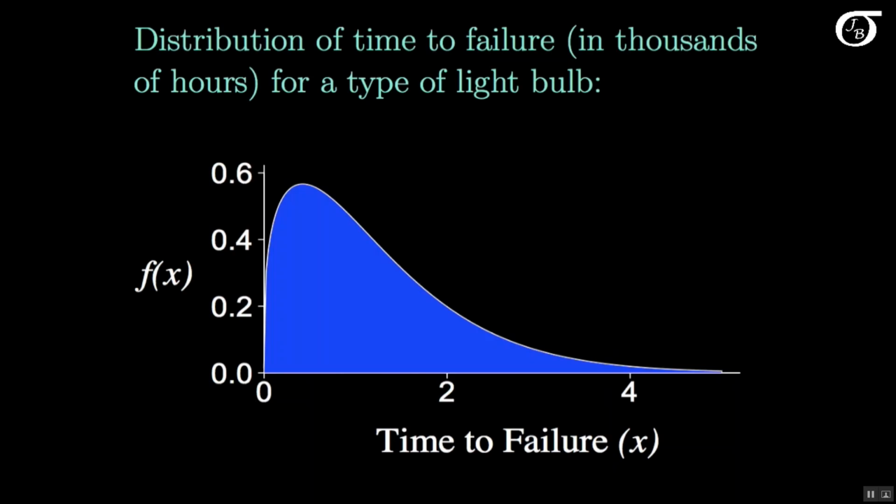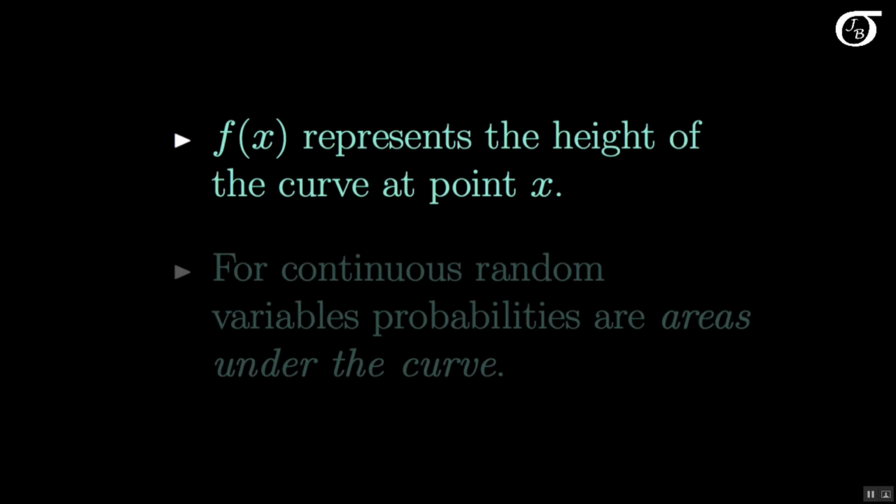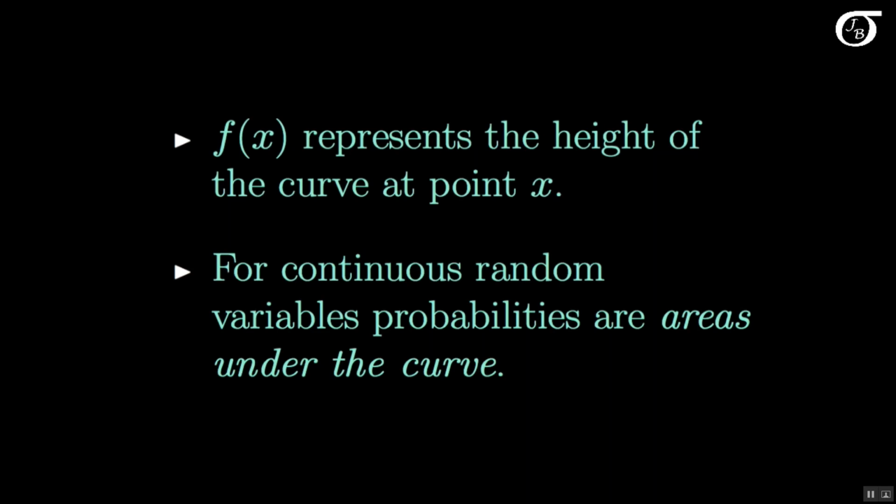Here's another example of a continuous probability distribution. The distribution of time to failure in thousands of hours for a type of light bulb. Values the random variable can take on are given down here on the x-axis. And the probability density function, f of x, is a function giving the height of the curve at those values of x. F of x represents the height of the curve at point x. An important notion is that for continuous random variables, probabilities are areas under the curve.